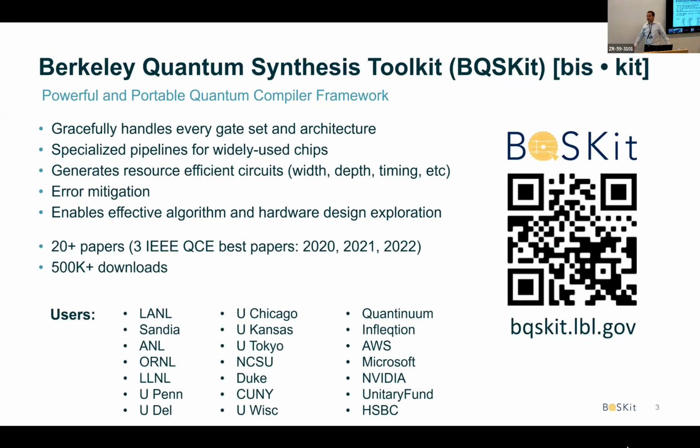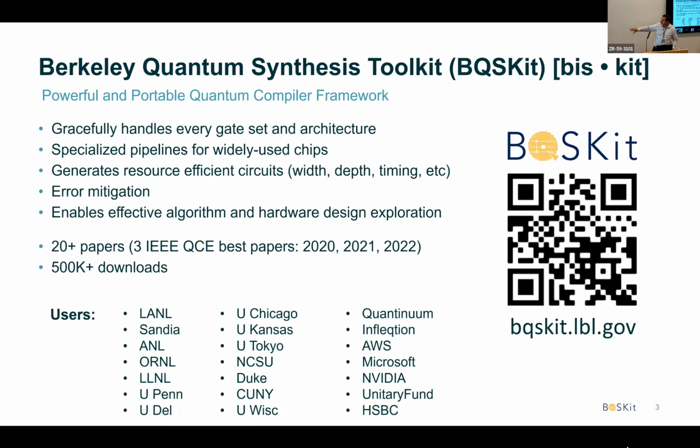So the Berkeley Quantum Synthesis Toolkit, BQSKit, is a powerful and portable quantum compiling framework. It gracefully handles every gate set and architecture. This is what I mean when I say portable. It has specialized pipelines for widely used chips. And we've used it to generate resource efficient circuits for a variety of different definitions of resource and efficiency. And we have error mitigation capabilities, and all of this has come together to enable effective algorithm and hardware design exploration.